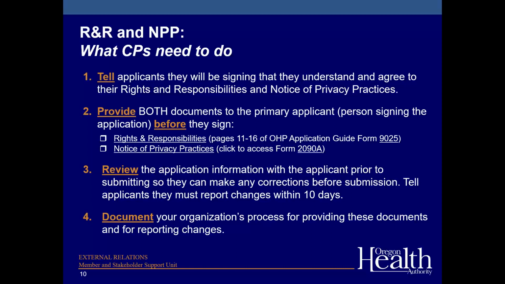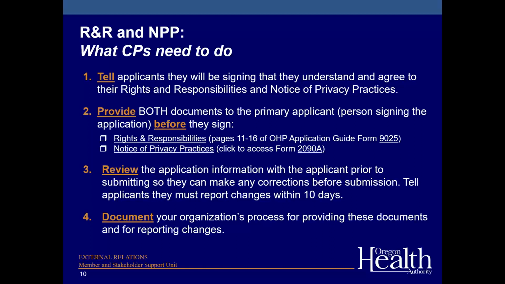The third thing you need to do is review the application information with that applicant prior to submitting. And we'll talk about some of the ways that you can do this that hopefully do not make it very onerous. We're trying to make it as easy as possible. But you do need to review that information before they submit so they can make any corrections before submission.